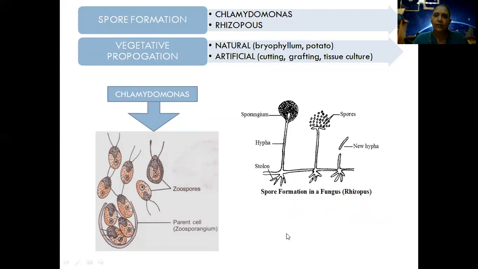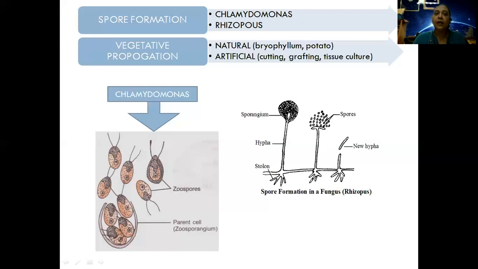The next example is spore formation in a fungus, Rhizopus. You have studied this in 11th standard, right? There is a sporangium above the hypha. That sporangium has many spores. The spores are released and fall on suitable soil.